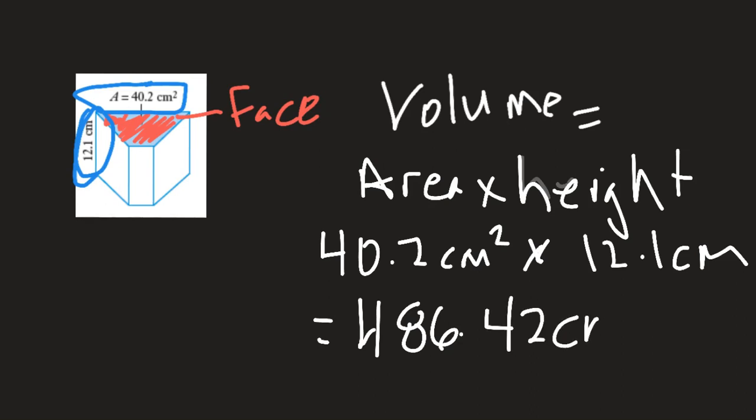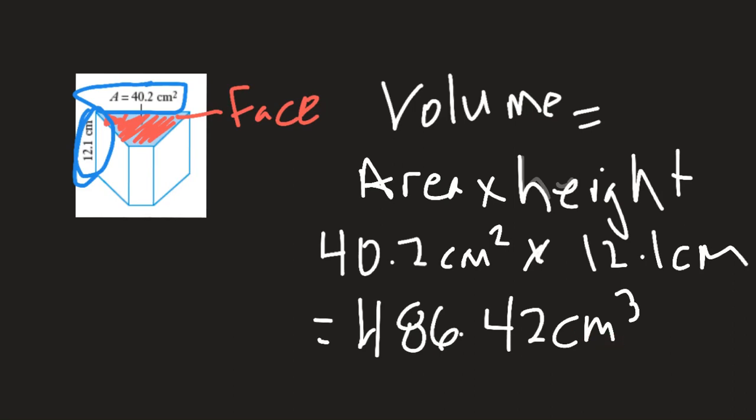486.42 centimeters cubed. Don't forget that when you are writing volume, the units for volume are centimeters cubed, or meters cubed, or millimeters cubed. Area is centimeters squared, and it's because you're taking centimeters squared and multiplying by centimeters to get to centimeters cubed.